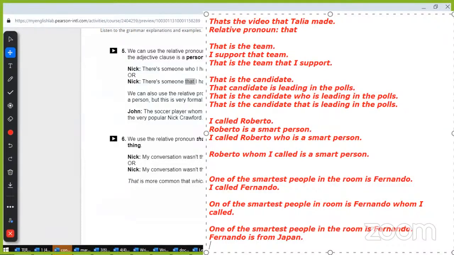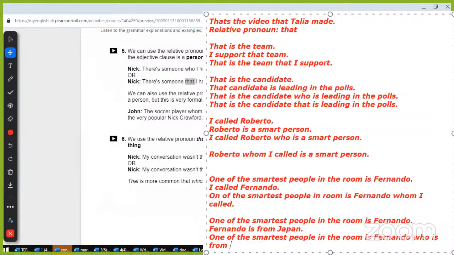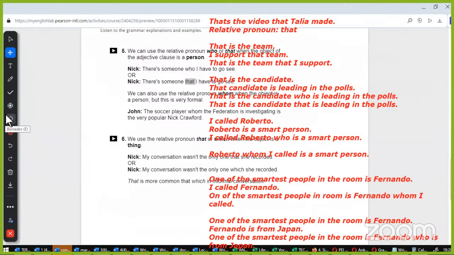Can you join these two? One of the smartest people in the room is Fernando, whom is from Japan. No, who is from Japan? Because here Fernando is the subject. Okay, now I get it. Now you get it, right? Yes. When it's the object, you use whom. When it's the subject, you use who. Okay?